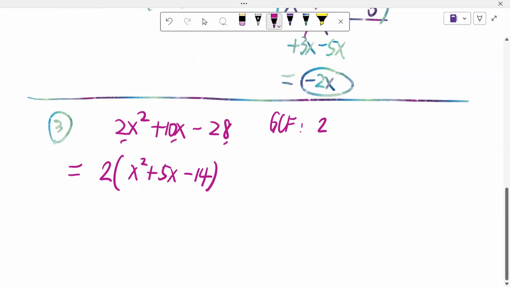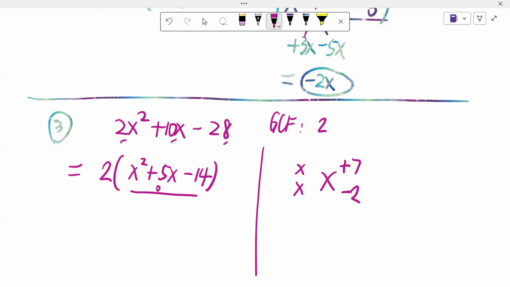Now inside the parentheses, it's another trinomial. So we're gonna learn how to factor this, right? We break down x squared, x, and we break down -14, right? It has to be 7 and 2. And then let's determine where to put a negative sign. This should be positive, this should be negative, because when you add those two numbers, you end up with a positive 5. That is why it has to be broken down in such a way. It would be +7 and -2.